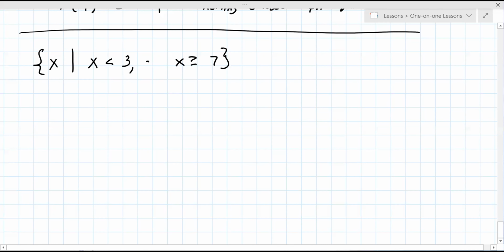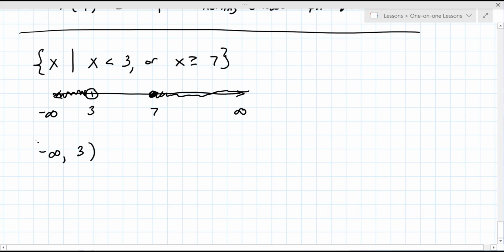I mean, I'll help out here, and this is not something you were asked, but let's just say that's 3 and that's 7. This one is an open circle. Less than means to the left, and a filled in circle to the right. So here's negative infinity, here's positive infinity. In interval notation, you're going from negative infinity to 3, and then bracket 7 comma infinity, and this means or.